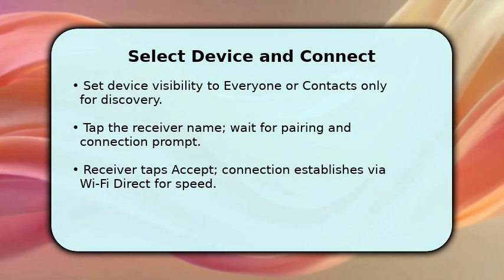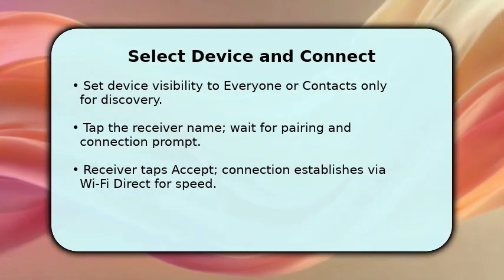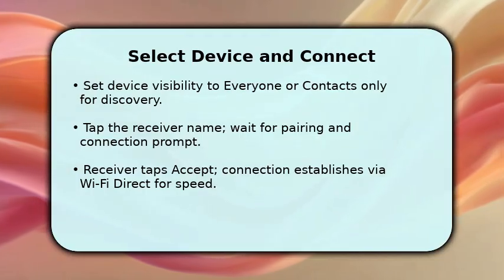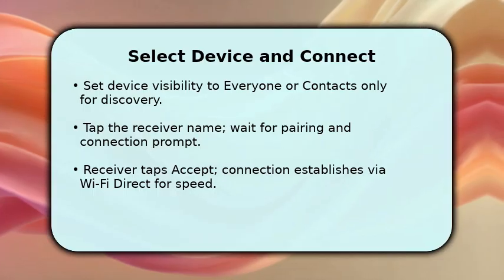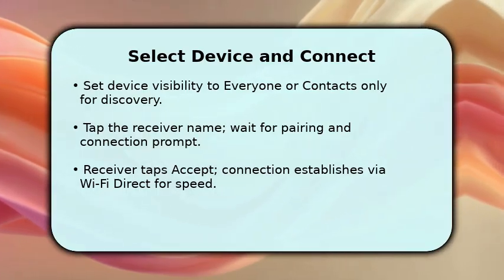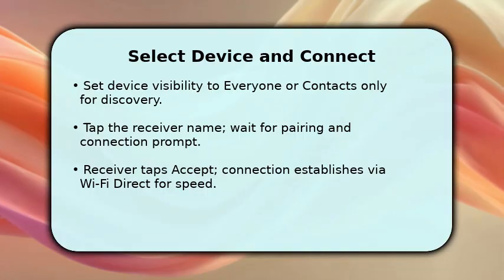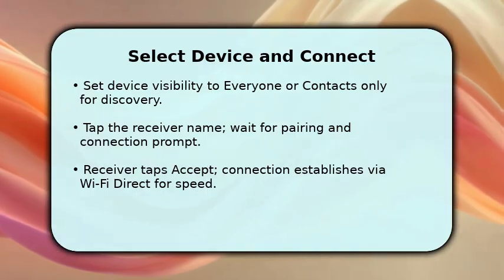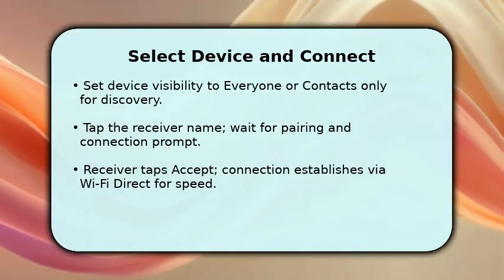Once devices are visible, choose the correct receiving phone from the QuickShare list. You can confirm the model name to avoid mistakes. The sending phone initiates a secure transfer session, and the receiving phone shows a prompt. Accept it so QuickShare can use Wi-Fi Direct for the actual data channel.